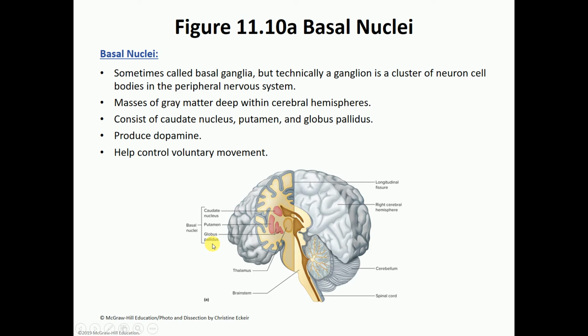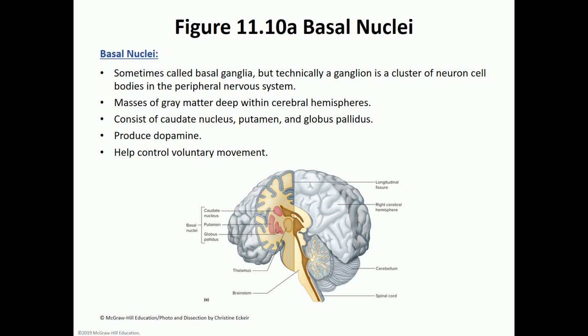Those produce dopamine, and they help in controlling voluntary movements. They do not initiate your voluntary movement. Your voluntary movements are initiated by the prefrontal gyrus in the frontal lobe. But these control voluntary movements, meaning that they make these movements smoother.